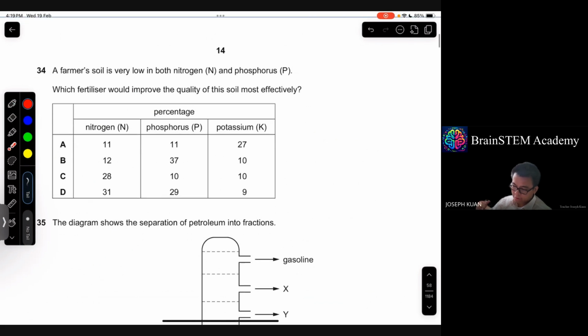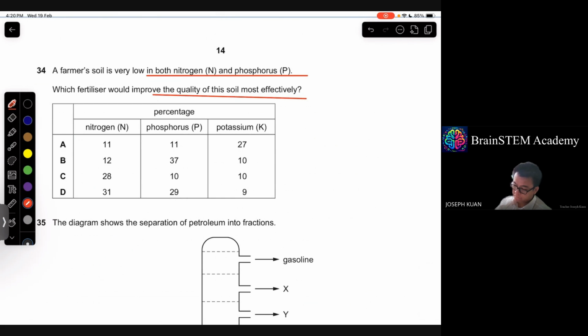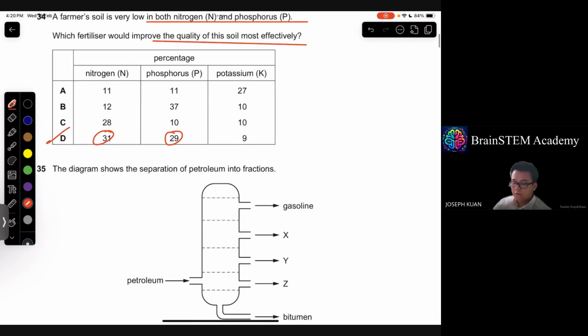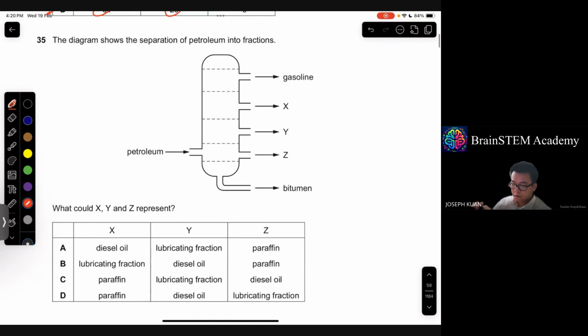Moving on. A farmer's soil is very low in both nitrogen and phosphorus. Which fertilizer would improve the quality of the soil most effectively? So it means that we have to increase the level of nitrogen and phosphorus, which means D, for it is higher than the others. Next, 35. The diagram shows the separation of petroleum into fractions. What could X, Y, and Z represent? So it will be paraffin, then diesel oil, then lubricating fraction.